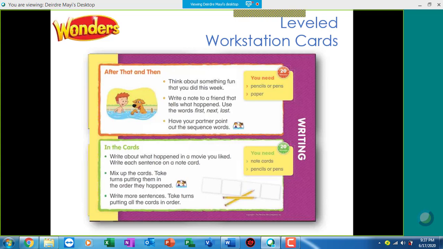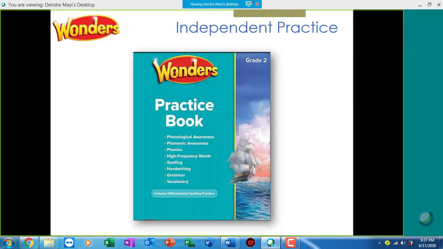Okay? So you can choose to circulate the cards or you can circulate the children. It's really up to you. But these are activities that very meaningfully go with what you are teaching for this week. Remember, the practice book is also an option for independent practice. You'll also find that there is digital content that you might choose to use.